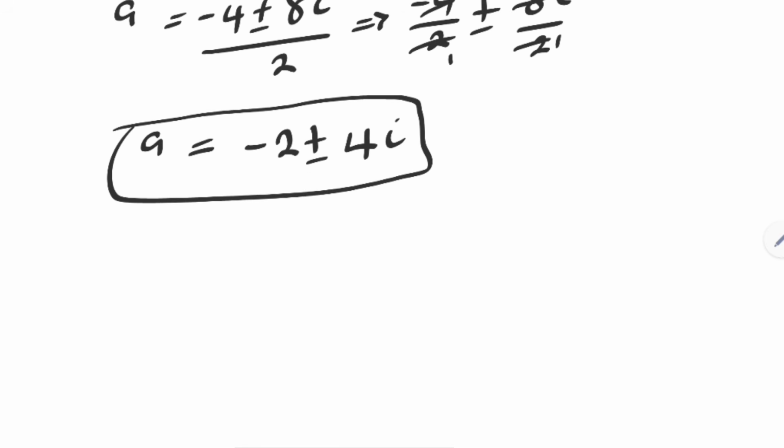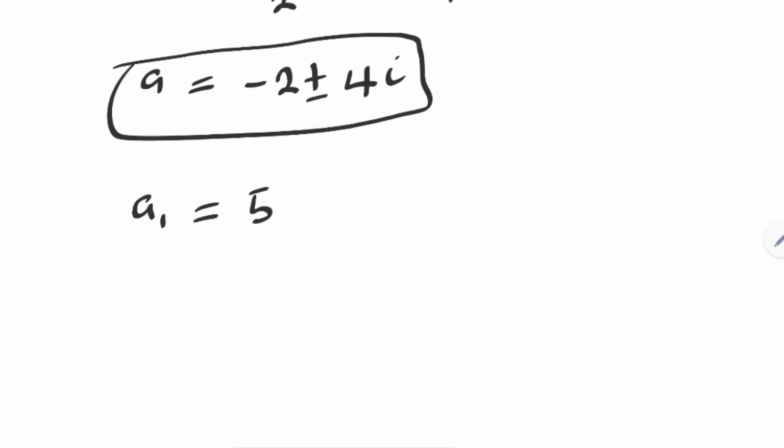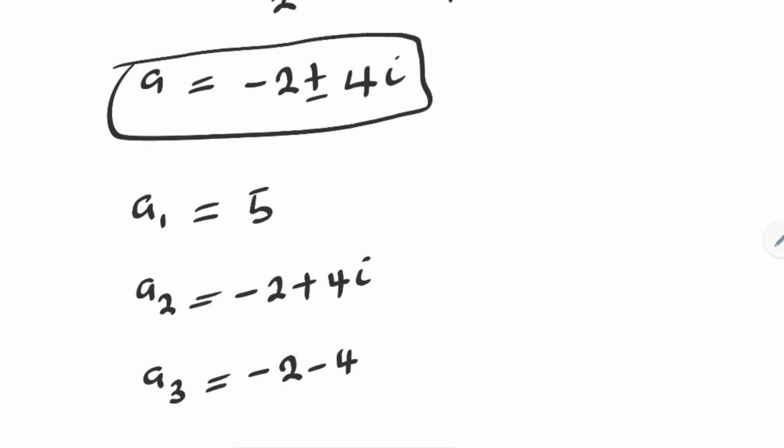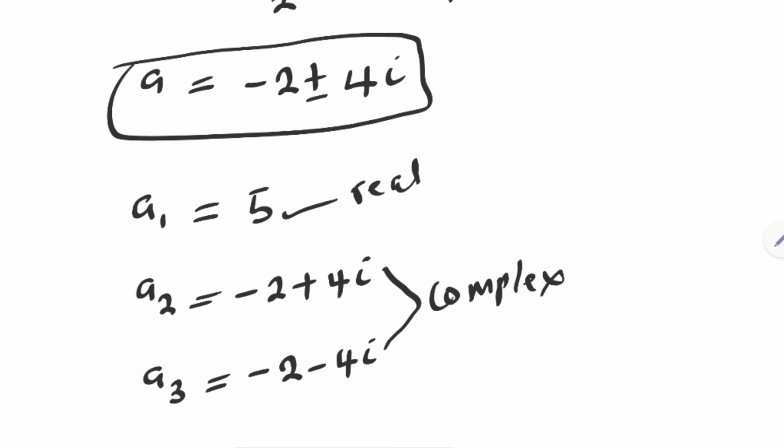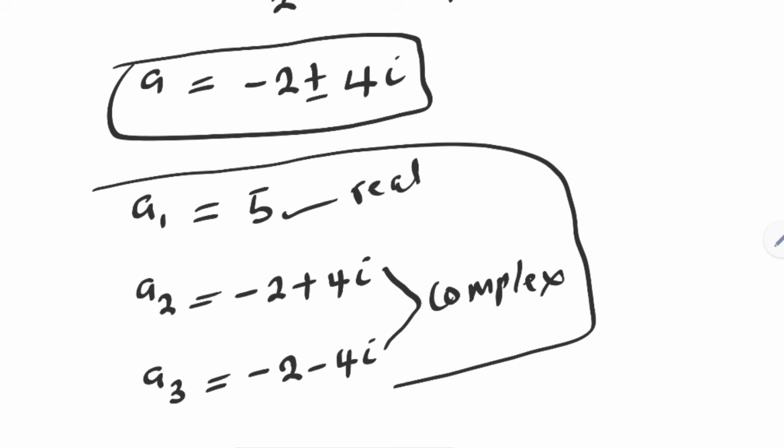Therefore, our final answers are a1 is equal to 5, a2 is equal to minus 2 plus 4i, a3 is equal to minus 2 minus 4i. You can see that in this solution we have one real root and then two complex roots. This is the final answer.